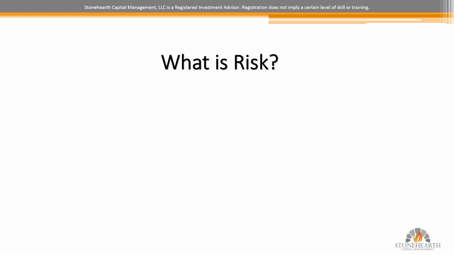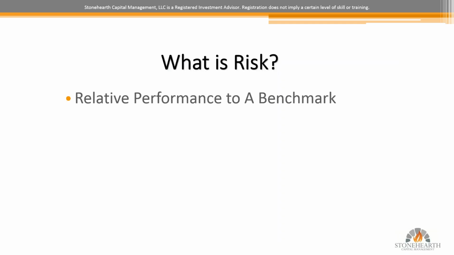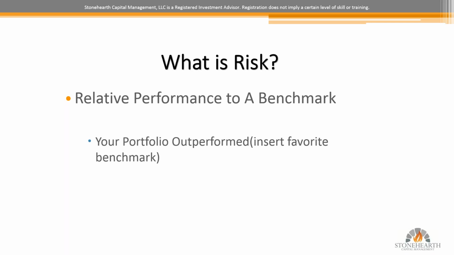And this is my least favorite of all the risk measures we see out there. It actually drives me crazy. You'll see it quoted as relative performance to a benchmark. So what does this mean? You usually hear a phrase like, your portfolio outperformed the S&P 500, the Lehman aggregate. It outperformed the NASDAQ. It outperformed a 60-40 portfolio. That really means nothing to you achieving your financial goals.